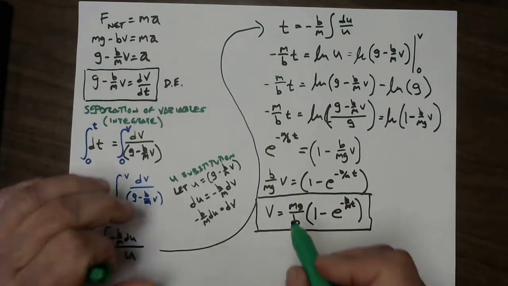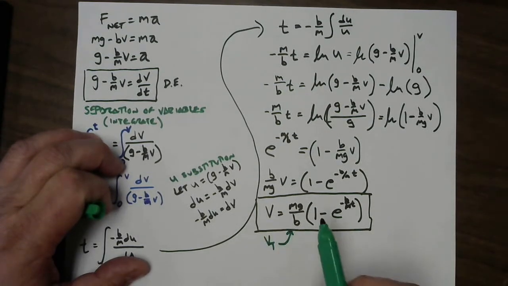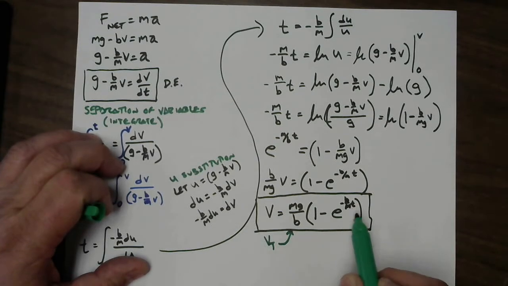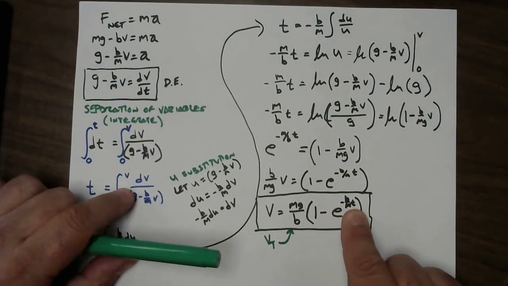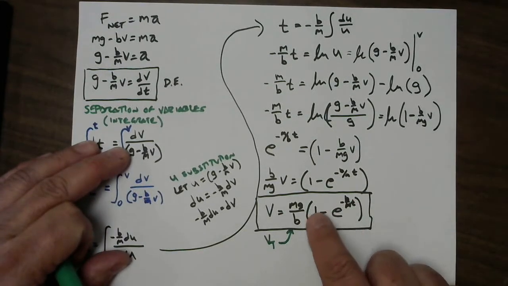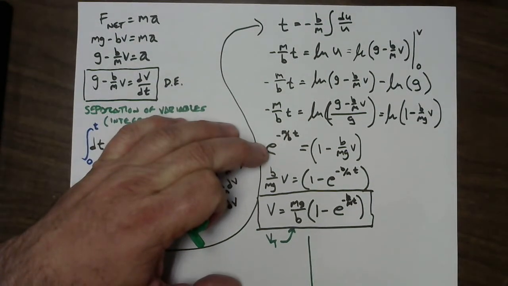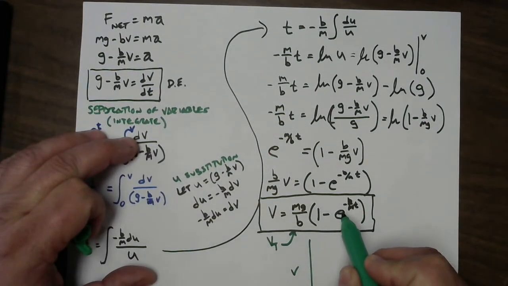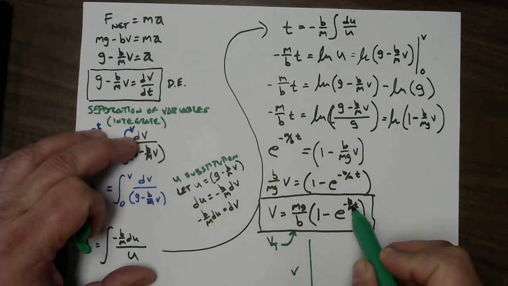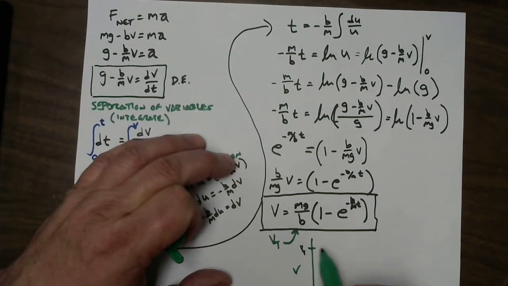I want you to notice one more thing. mg over b, this is terminal velocity. So our velocity is terminal velocity minus something at any given time. And we can see that this gives us back our curve, because when t is 0, this term is 1, and 1 minus 1 is 0, so the velocity will be 0. This curve starts at 0. And then as t increases, this thing shrinks away from 1 down towards 0, meaning we're heading towards vt. So vt, it does that.